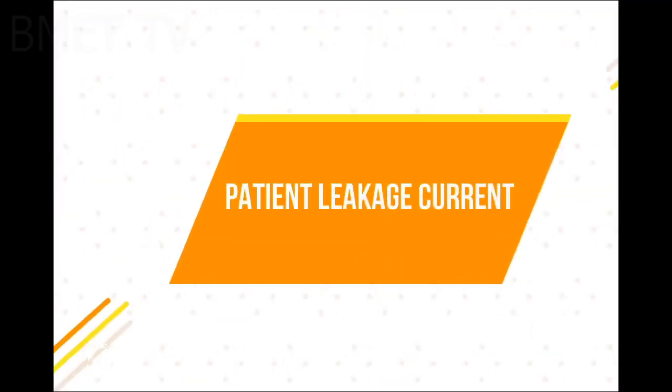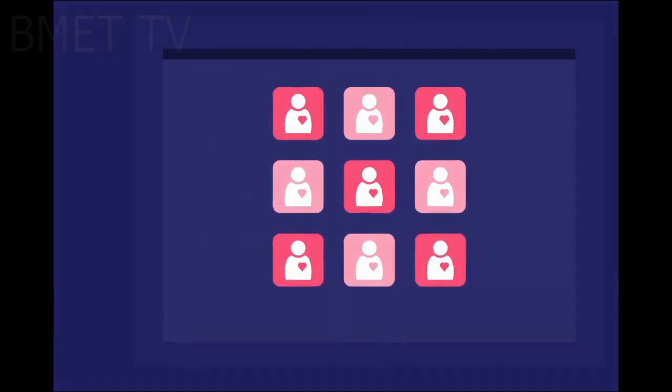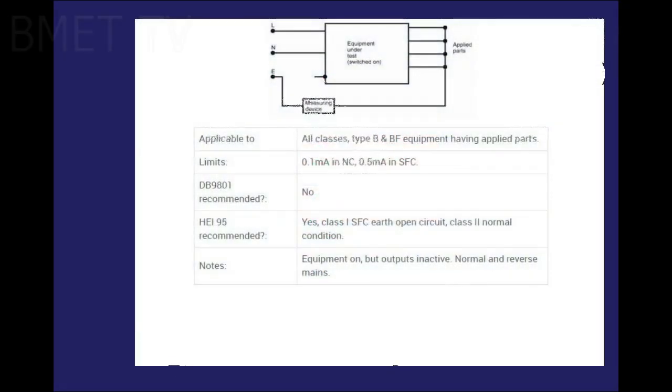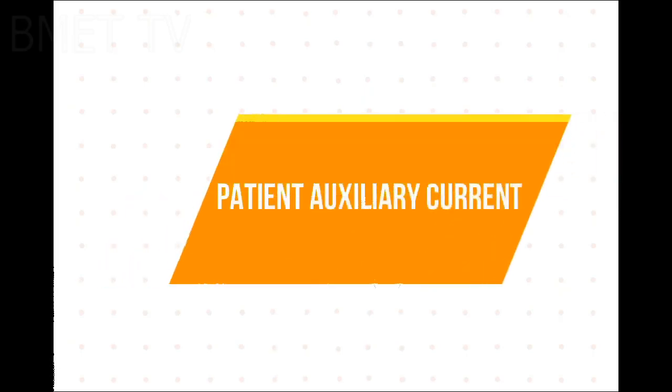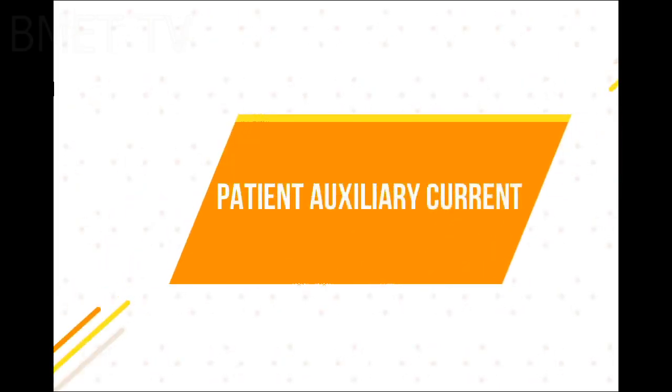Patient leakage current. For Class 1 and Class 2 Type B and BF equipment, the patient leakage current is measured from all applied parts having the same function connected together, and true earth. For Type CF equipment, the current is measured from each applied part in turn, and the leakage current limit must not be exceeded at any one applied part.